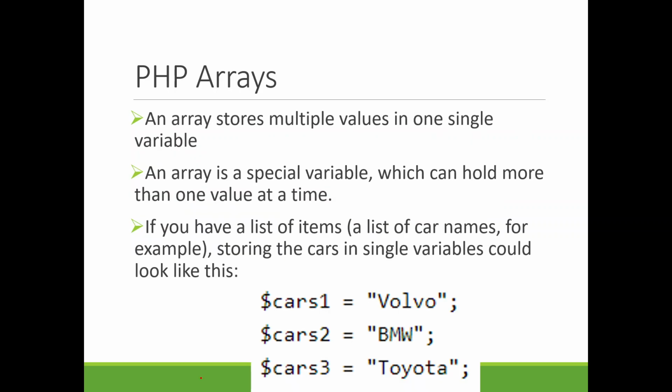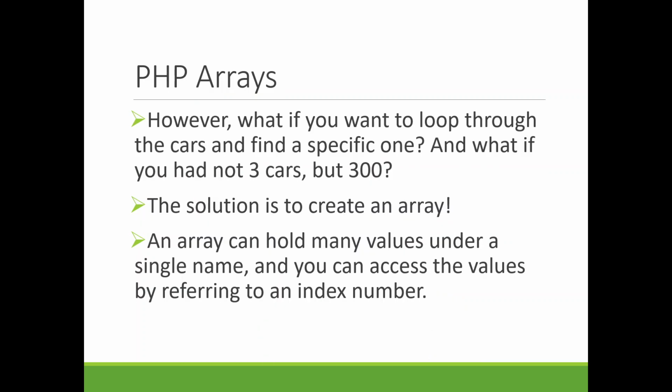Here they're just explaining why an array is important. If we have 3 cars, we have to create 3 different variables for the cars: cars 1, cars 2, cars 3. So what happens if you have 300 cars? The solution for such is to create an array. An array can hold many values under a single name.